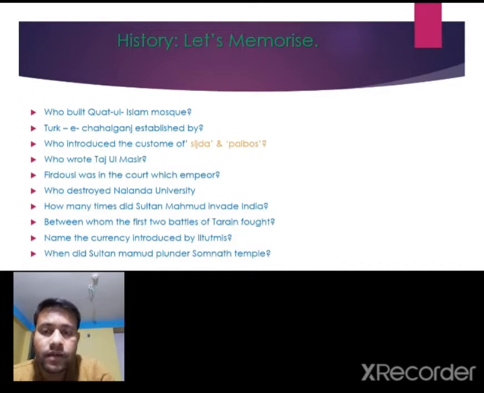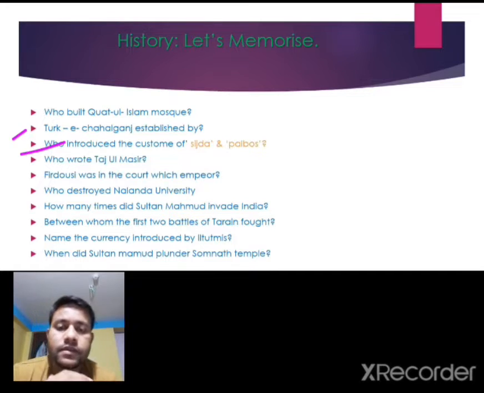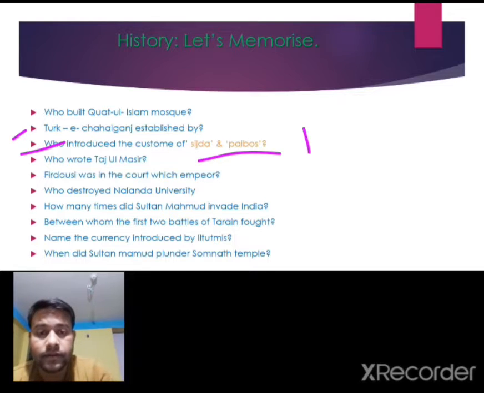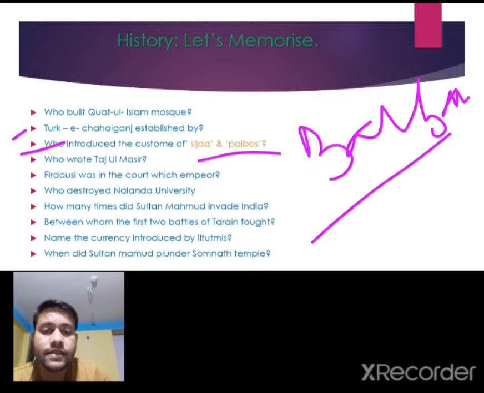Next is: who introduced Sijda and Pybus? Sijda means to bow down before the ruler, and Pybus means kissing the feet of the ruler. This custom was introduced by none other than Bolban. Guys, Bolban was one of the harsh and rigid rulers.